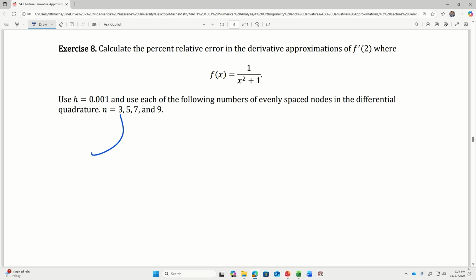If you choose n equals 3, this should be the same as the central 2-point derivative approximation that we talked about earlier, right? Because for n equals 3, we count the middle point where we take the derivative, even though we don't really use it. So that would be the n equals 3. And then we'll do this for 3, 5, 7, and 9. That's the goal.